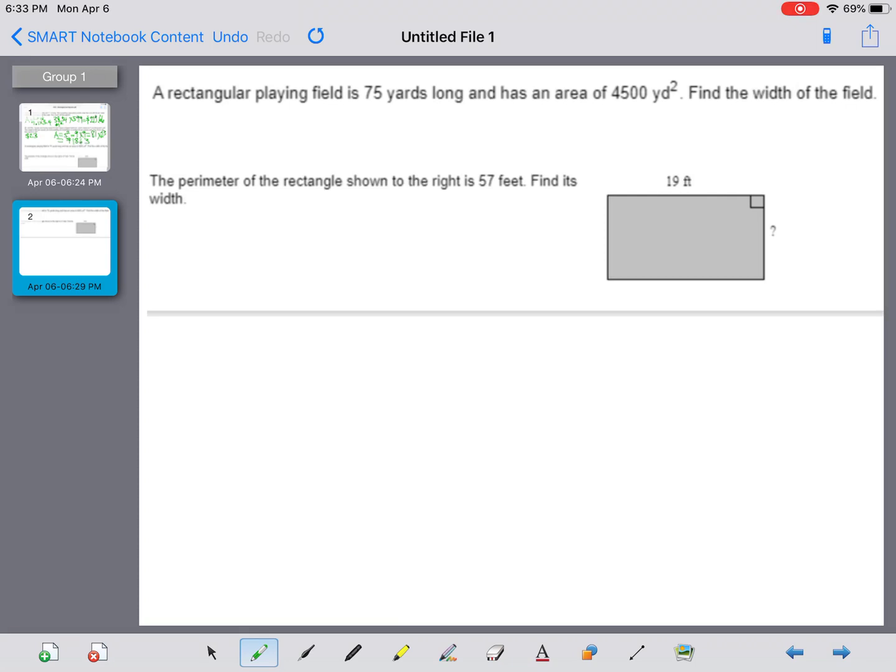Next example, top of the page. A rectangular playing field is 75 yards long and has an area of 4,500 square yards. Find the width of the field. Now this one is a little different. It's just not regular plug and chug multiplication like the other problems.